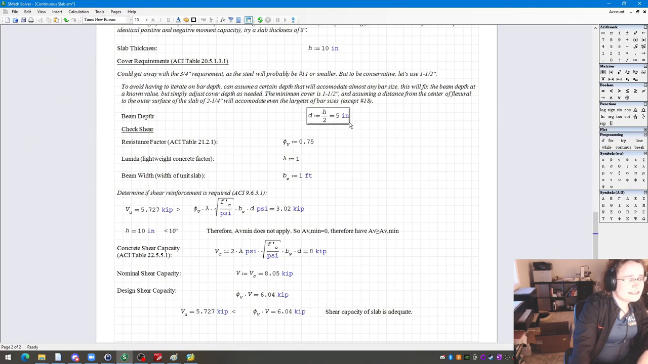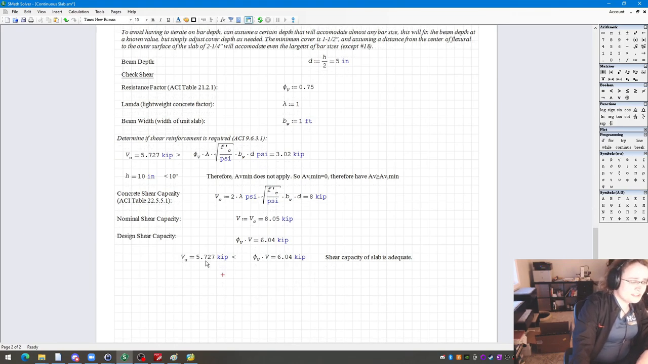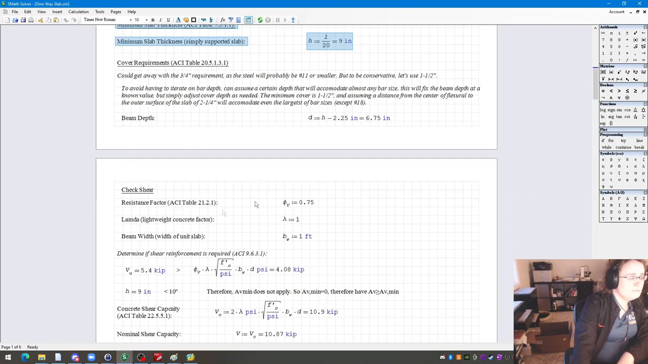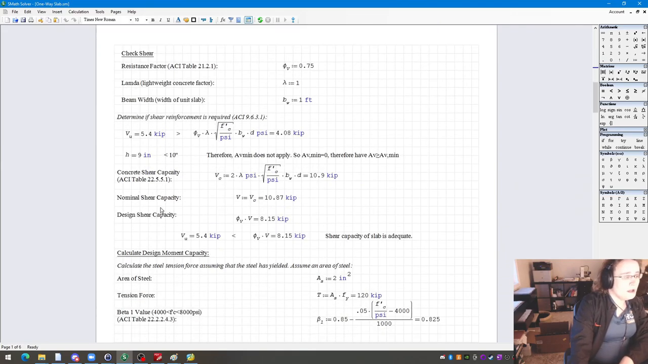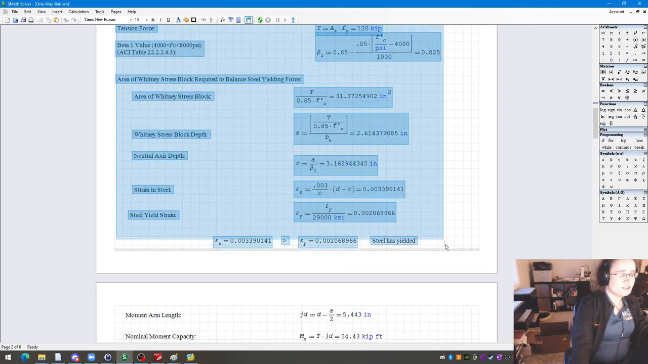And that makes D equal to 5 inches. And if we do that, our shear capacity will be sufficient. Our demand shear will still be 5.7 kips, and our design shear capacity will be 6.04 kips. So based on the shear demand alone, we're going to need to increase our slab thickness as long as we're keeping all of our steel right at the center of our slab. Okay, moving along here. We're adequate for that. So let's get our shear capacity.